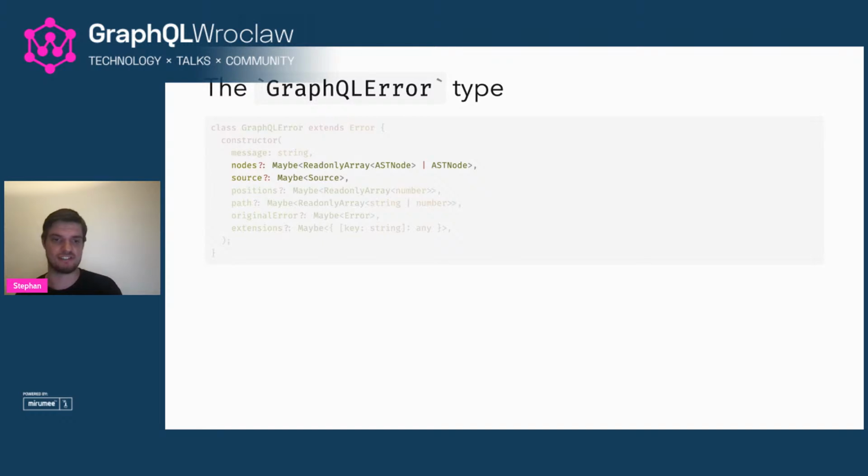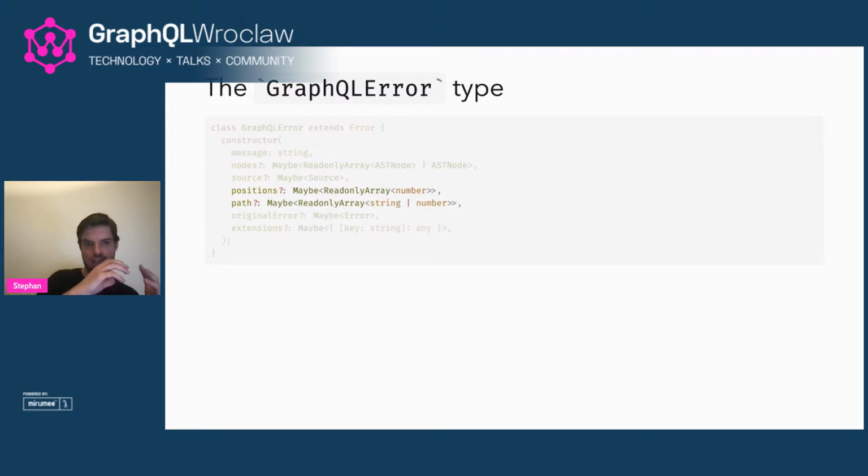Nodes and source is this parsed string of the document that I was talking about. And in my point of view, it is mainly used to be able to pretty print errors while you are developing, and it shows you in a visual way where in the query something was going on. The same with the position and the path. That is derived from at which point in your GraphQL document you are. If you create that error by yourself, you would need to put it in there by yourself.